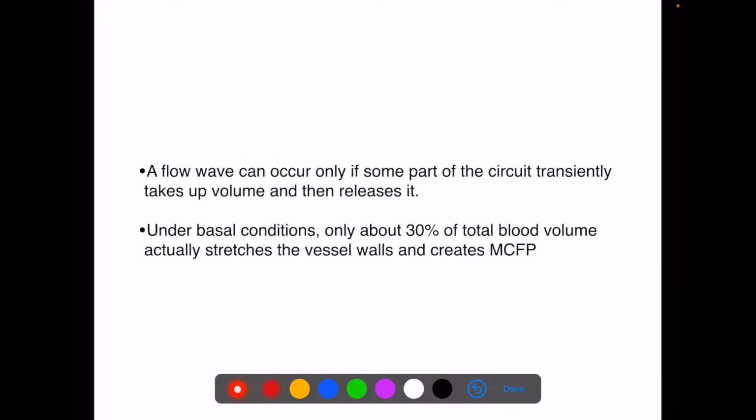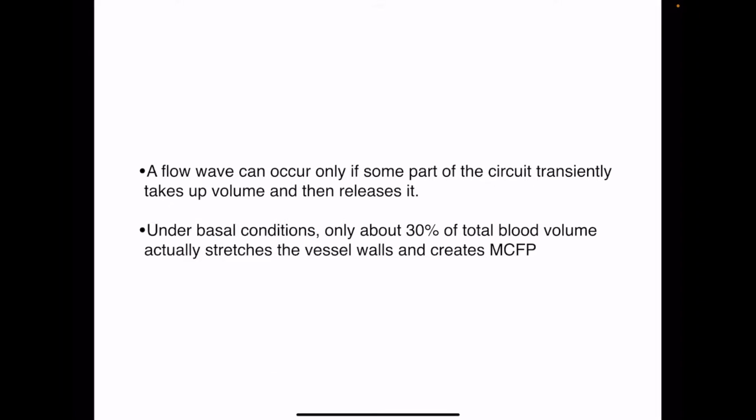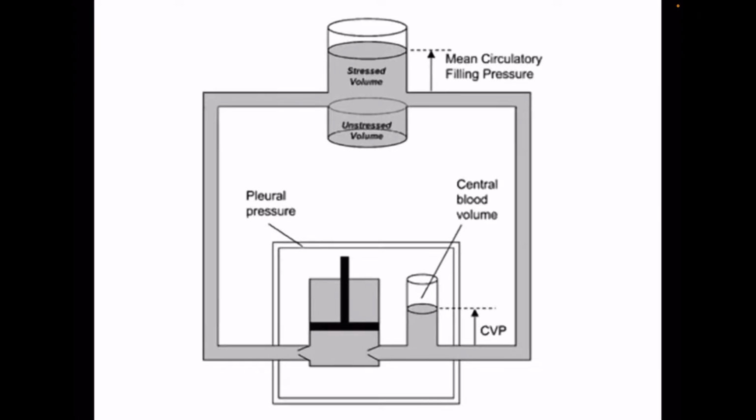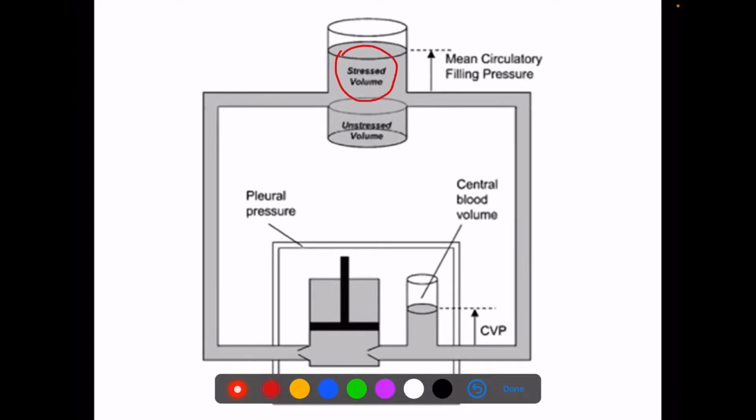However, the flow can occur if some part of the circuit transiently takes up the volume and then releases it, which means that the venous vessels have some capacitance. They take up the volume and then release it. So under basal conditions, 30% of the total blood volume actually stretches the vessel walls and creates what is called the mean circulatory filling pressure, or what we call the stressed volume.